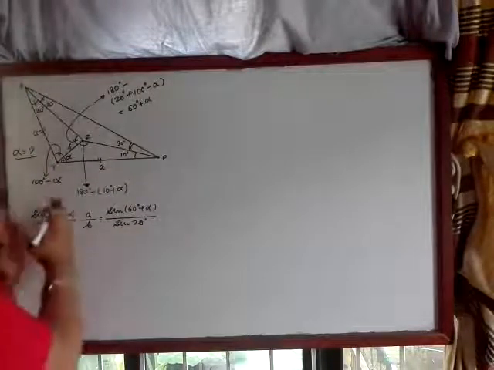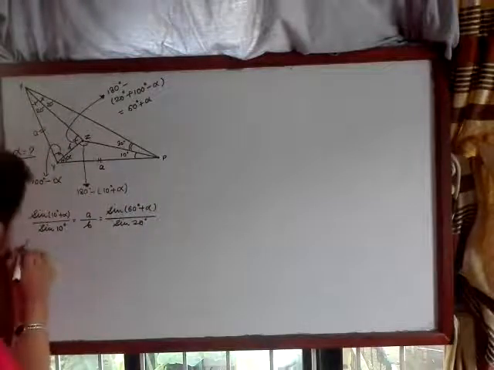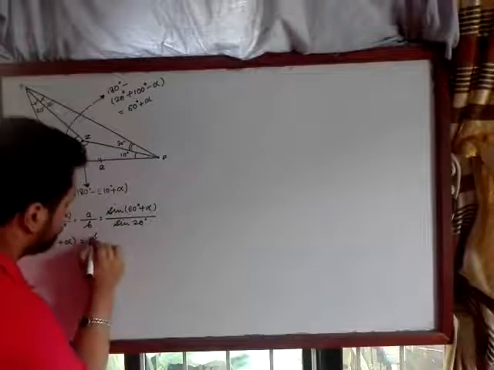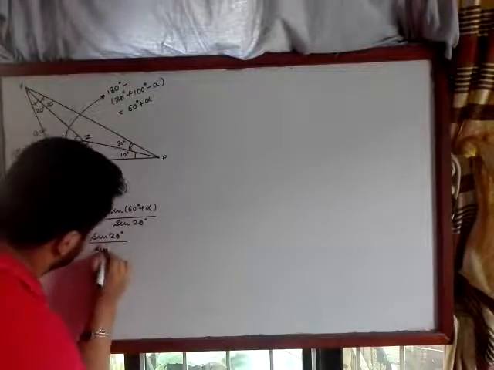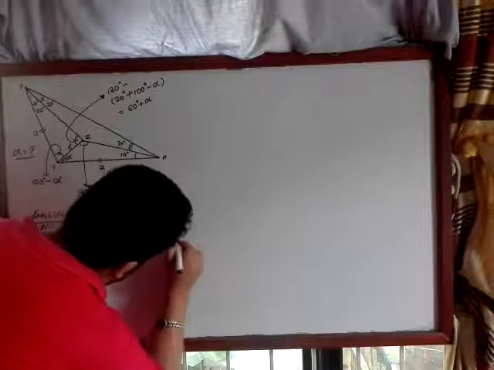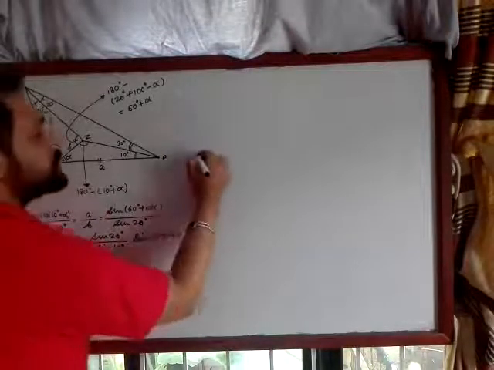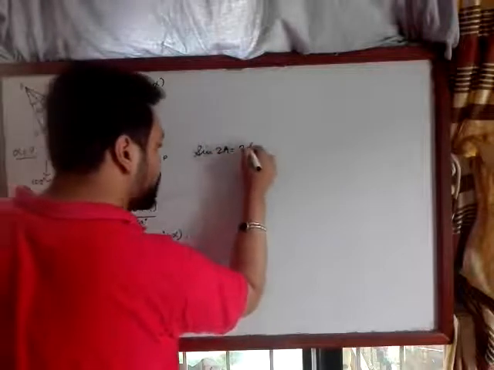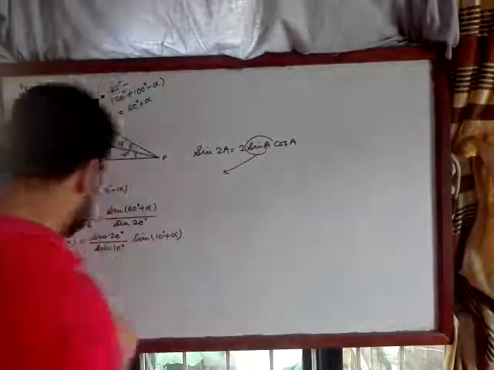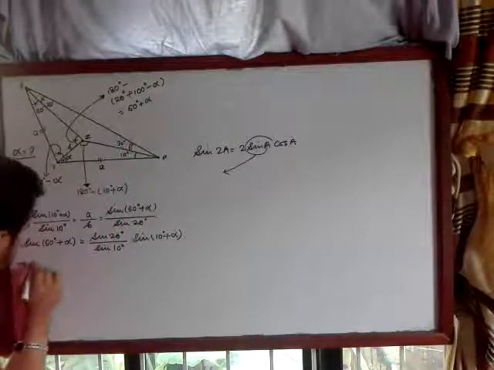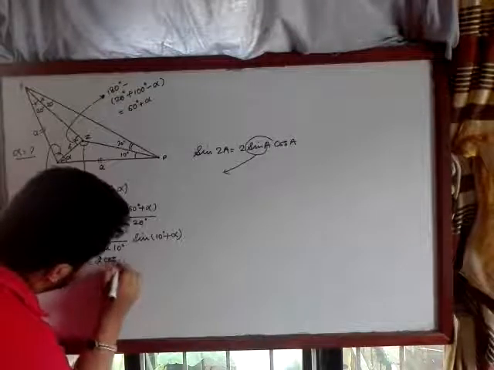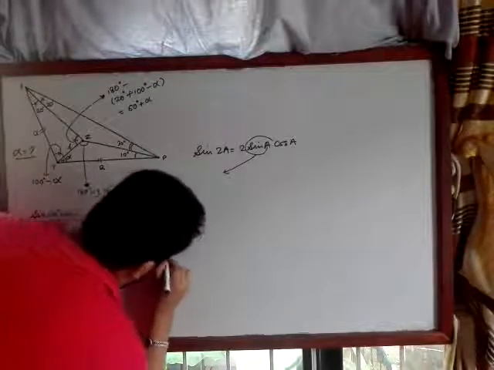Now, taking the first and the last ratio, what we get is sine 60 degrees plus alpha is equal to sine 20 degrees by sine 10 degrees times sine 10 degrees plus alpha. Sine 2A means 2 sine A cos A. So sine 2A over sine A means 2 cos A. So this is 2 cos 10 degrees. So basically sine 60 degrees plus alpha is equal to 2 cos 10 degrees times sine 10 degrees plus alpha.